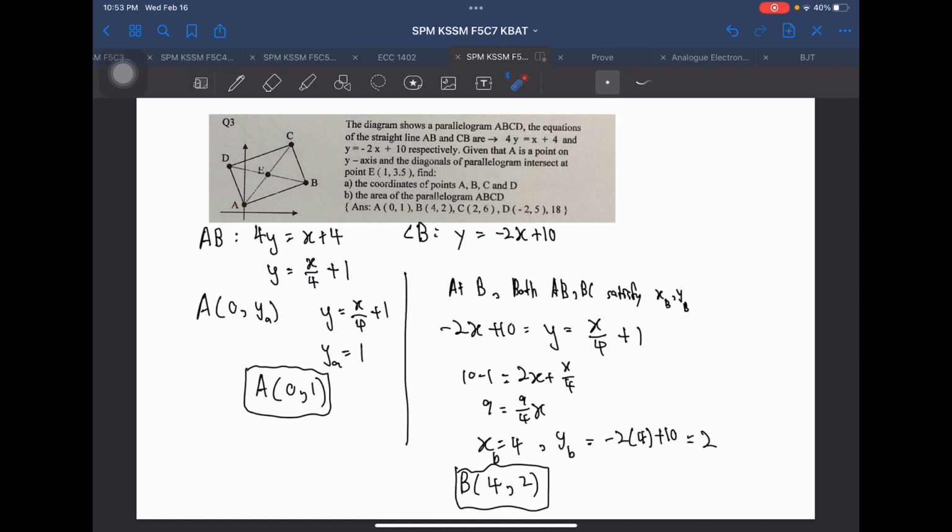So you got points A, B, and E. So let's see one by one. Now we see this line AC. Okay, so in here you got point A, you got point E, and you know that AE equals EC. So can you find C? The answer is yes. Since you know this is a midpoint, you can use the midpoint formula.